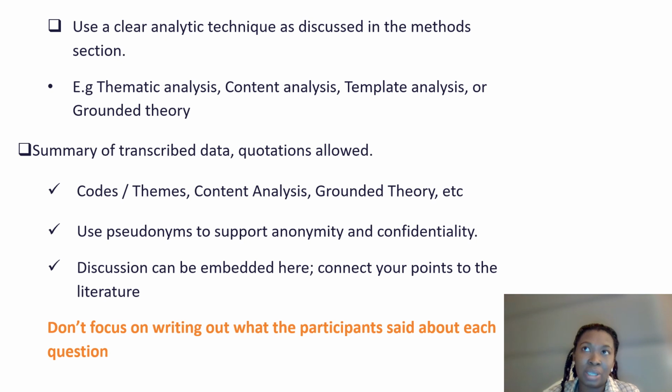All right, what you need to know is that it's important to be very clear about what you're doing in terms of your analysis, and that should be connected to what you mentioned in your methodology chapter. So if in your methodology chapter, for example, you said you were going to do a thematic analysis, and then in your result chapter you're doing a content analysis, there's no correlation, so you need to make corrections accordingly.